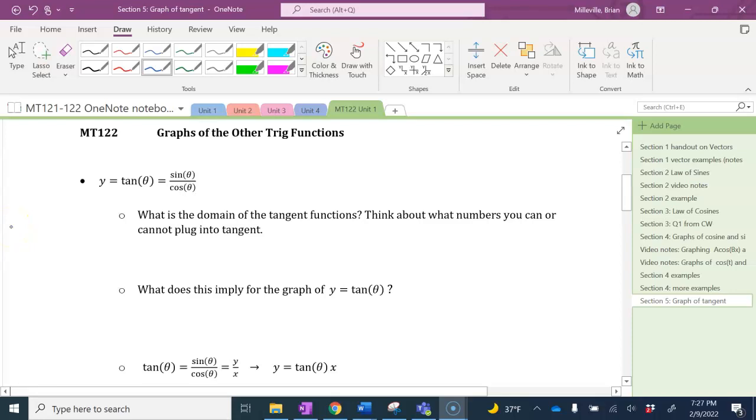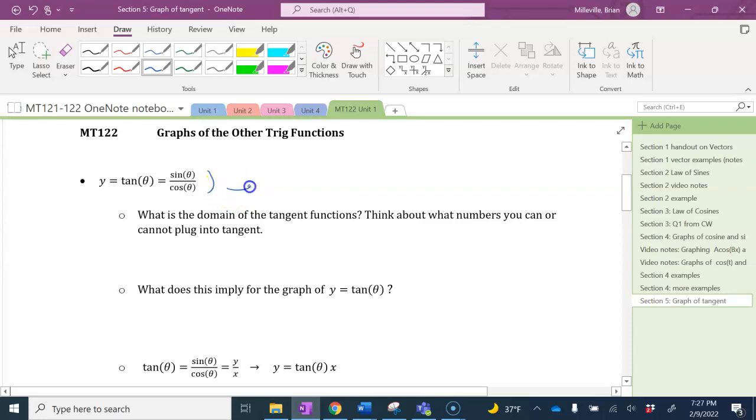Alright, welcome. In this video we're going to discuss the graph of the tangent function, and remember that tangent we can define as sine over cosine. So in terms of thinking about the domain, remember the domain is the numbers we're allowed to plug in. That would mean what angles are we allowed to plug in, and we treat numbers or angles in radians as equivalent to real numbers. Looking at this ratio, we've got sine over cosine.